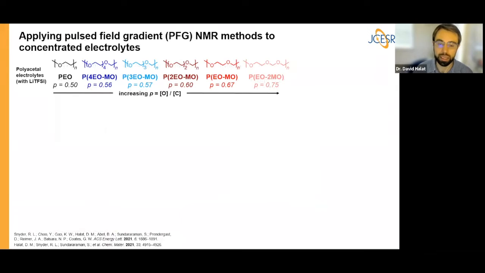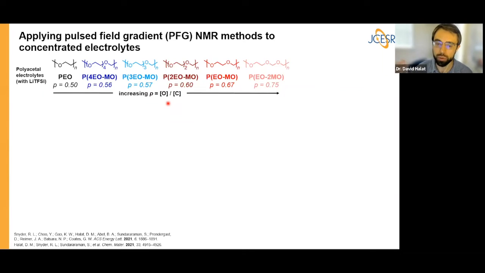So what kind of techniques can we use in order to probe cation-anion clusters in electrolytes? Well, we want to use techniques that can selectively probe the transport of cations and anions. Pulsed field gradient NMR methods are an excellent example of that. I want to highlight some of the recent prior work that I've been involved with. We, in collaboration with the Coates group at Cornell, prepared this series of systematic polyacetal polymer electrolytes. And what we did in this series was to vary the number of these ethylene oxide or methylene oxide units in the polymer backbone. And we quantified that using the ratio of oxygen to carbon atoms.